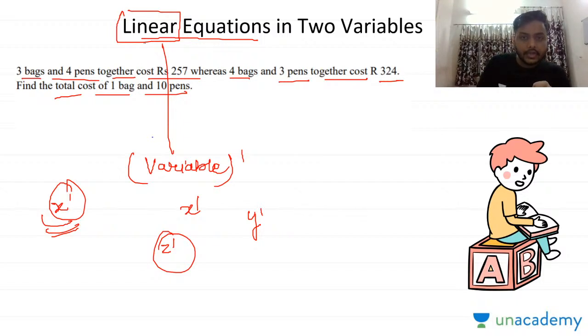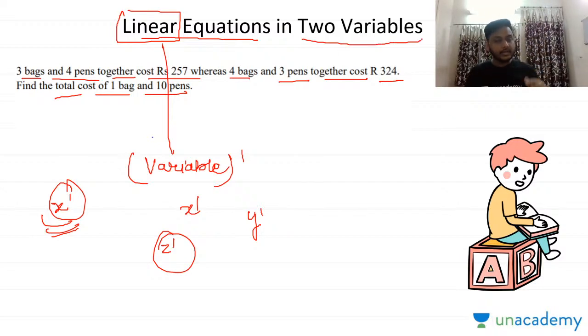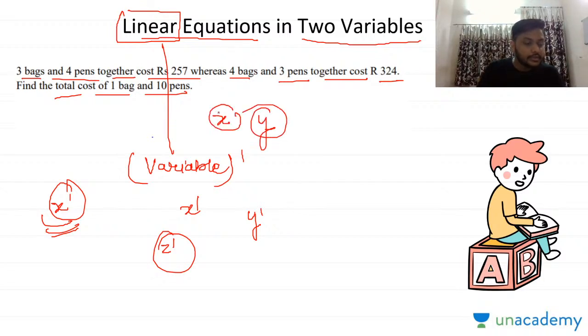Second thing is, when I'm talking about two variables, it clearly indicates that the equations we will be talking about, when I say linear equations in two variables, will be equations that contain two variables. For example, the first variable will be x, second will be y. Okay, so basically we understand it in this way that now there will be two unknowns.